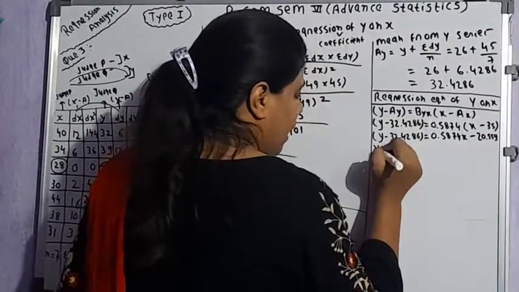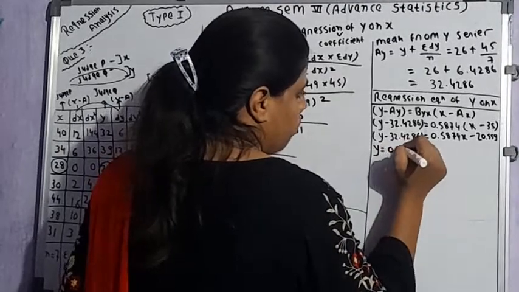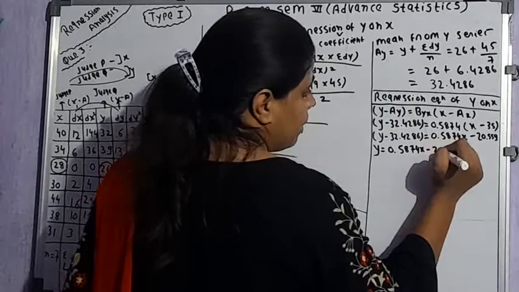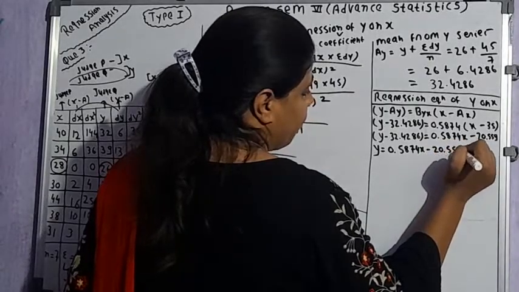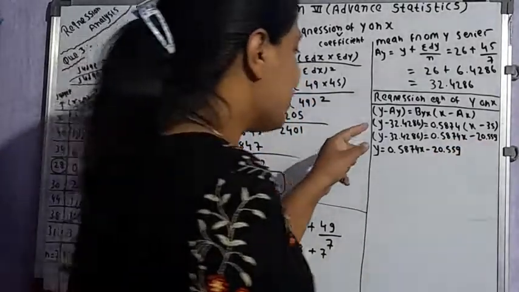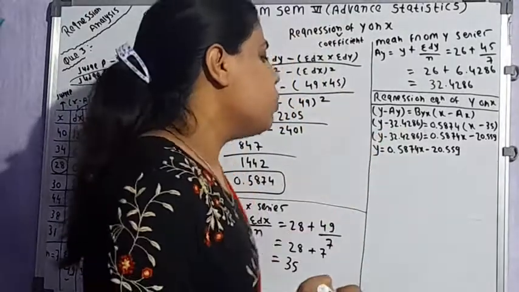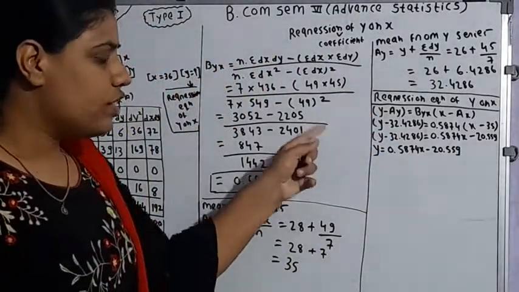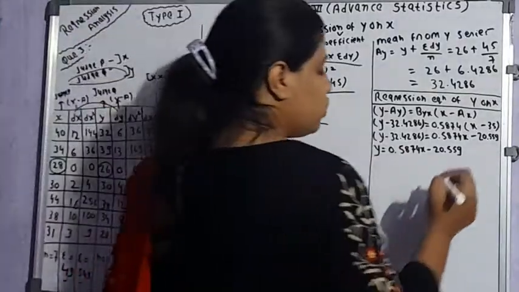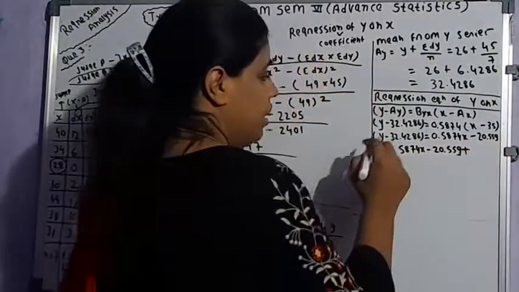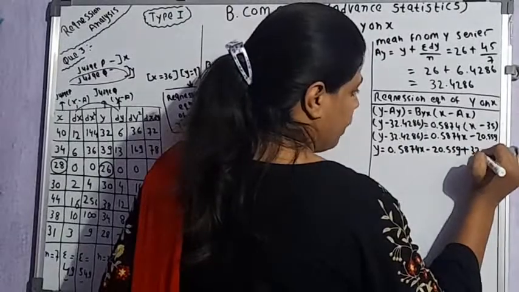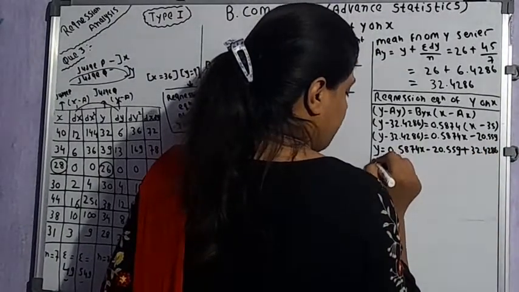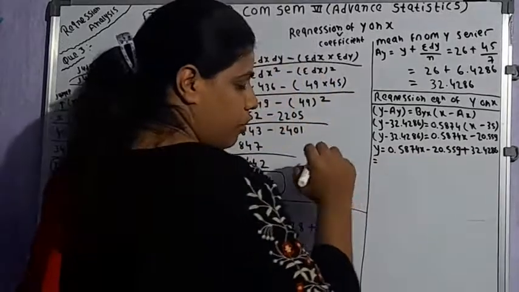Now y equals 0.5874x minus 20.559. Now we are going to take this minus 32.4286 to the right hand side, so the sign of this will change. It's in minus, so it will become plus. Then plus 32.4286. So this way we have written the value.